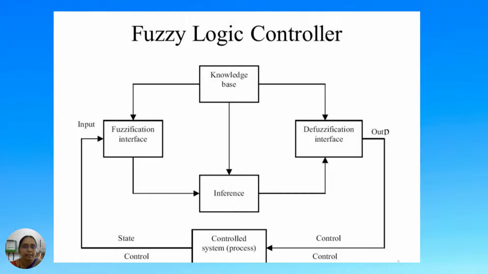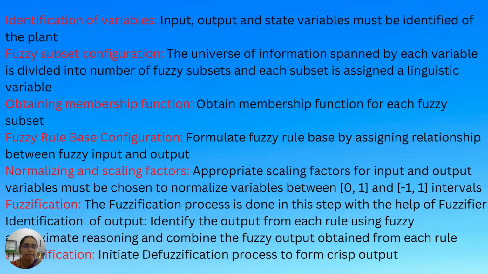This is the flow chart of the fuzzy logic controller. The input data are given to the fuzzification interface, and after using the knowledge and inference, we get the result. Before getting the output, the objects are defuzzified, and then the output is given. So within this fuzzy control system, the flow from the input to the output is given in this flow chart. This is what the fuzzy logic controller does.